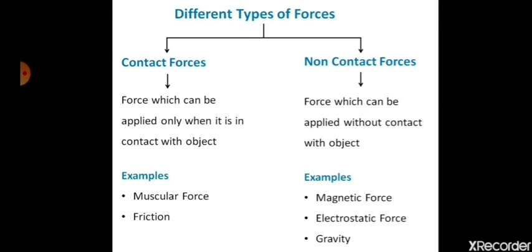Now, different types of forces. Contact force is a force which can be applied only when the two bodies are in contact with each other. Non-contact forces are the forces which can be applied without having a real contact with each other. Now, the examples of contact forces can be muscular force, frictional force, whereas the examples of non-contact forces can be magnetic force, electrostatic force, force of gravity, etc.